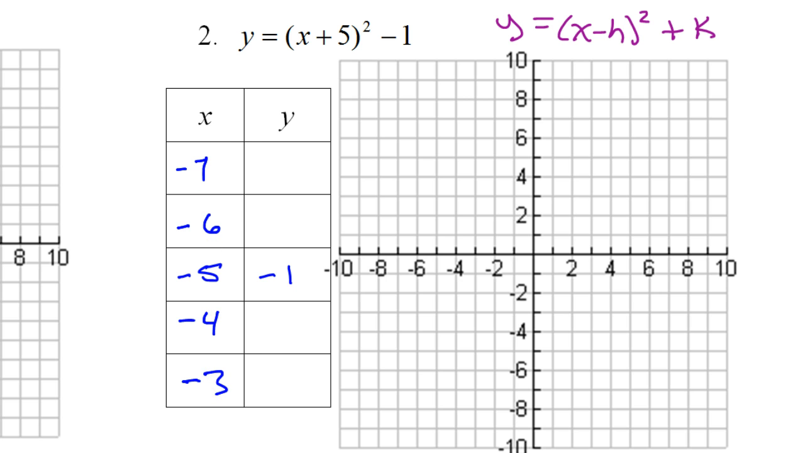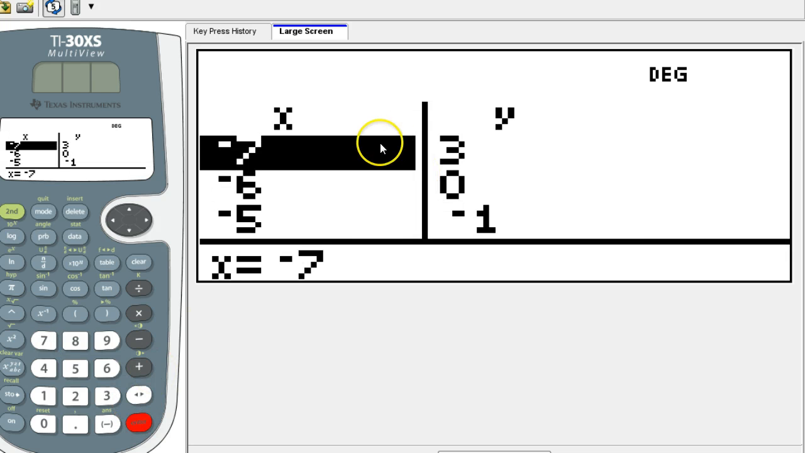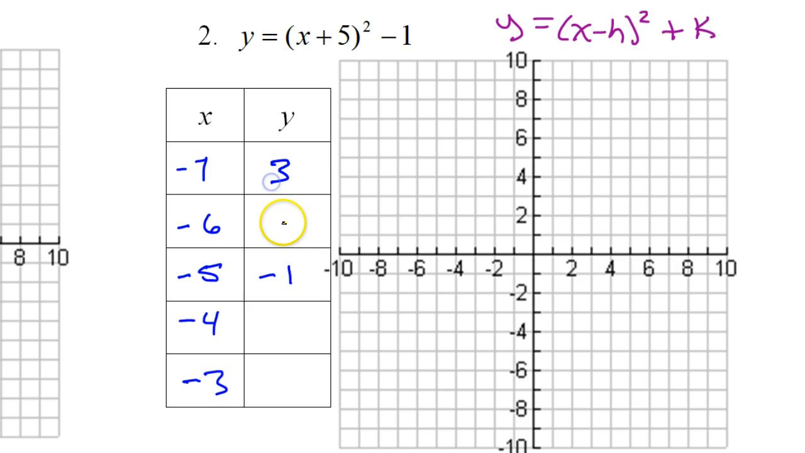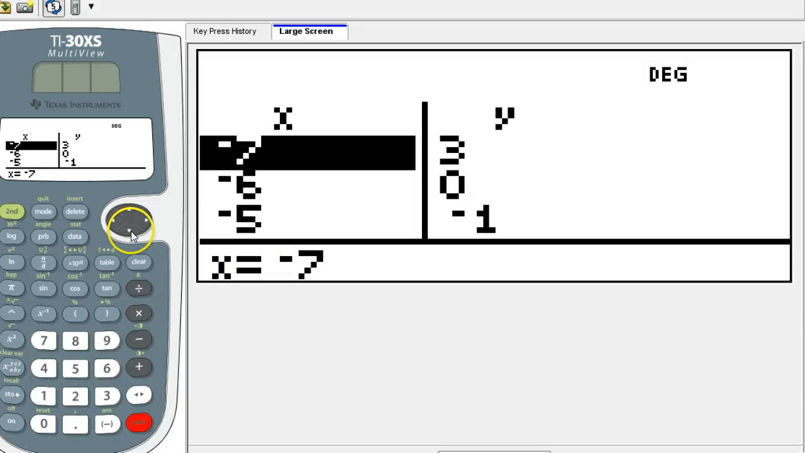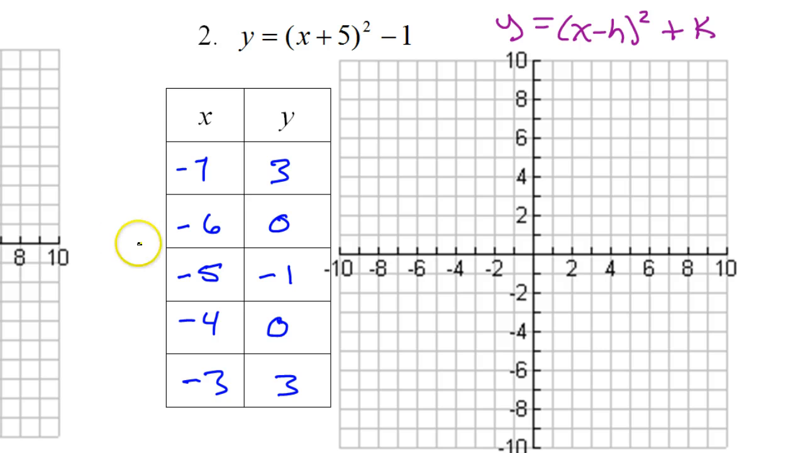So let's start at negative 7. So, negative 7, we have 3, 0, negative 1. Now, by symmetry, this should be 0 and 3. But let's just double check. 0 and 3. Great.